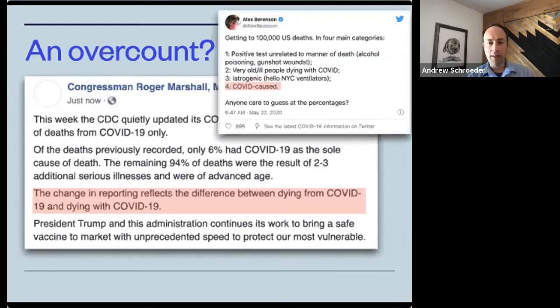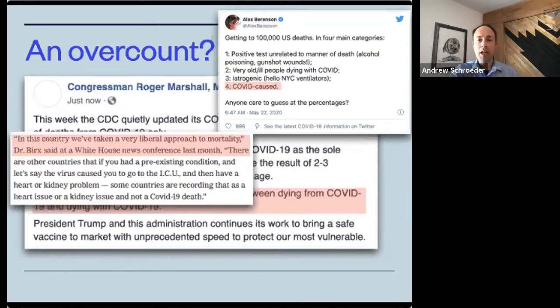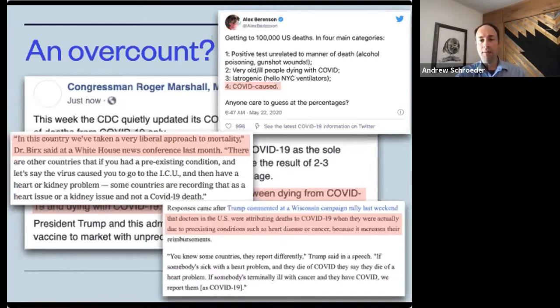Here's another tweet that went viral for a while. Someone is claiming that of the supposed 100,000 people who to that point had died from COVID, you can put them into 4 categories, and only one of the 4 categories are people who truly had COVID as the cause of their death. And you get similar statements from Dr. Birx and President Trump, both arguing that the US or the CDC has a kind of unusually liberal standard for deciding what counts as a COVID death.